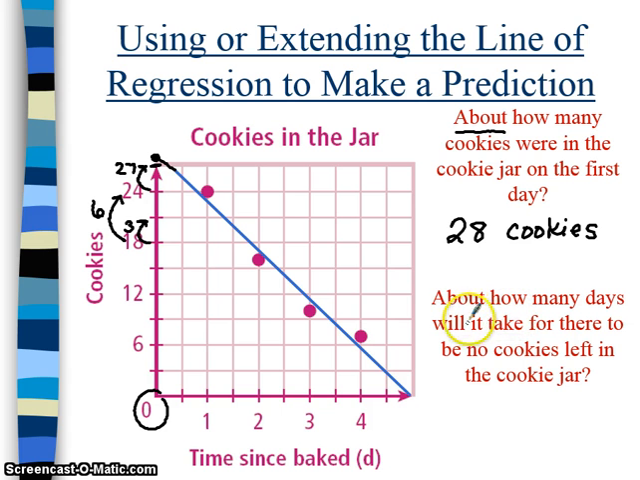Let's make another prediction based on this graph. About how many days will it take for there to be no cookies left in the cookie jar? Well, no cookies would be down here at 0. Well, where does this line have y equal to 0? Well, right here. Okay, well, what day would that be? Every other line counts by 1. So this is 1, 2, 3, 4, 5. So on the 5th day, we can expect there's probably going to be no cookies left if this pattern continues.